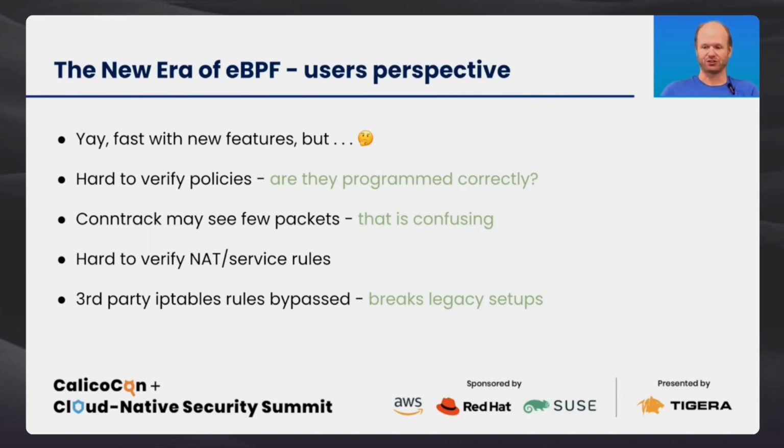Conntrack of the host is not really used anymore because it's largely bypassed. And that may be very confusing because there are some connections that you clearly see that are connected, but you can't see it in the conntrack. It's also very hard to verify whether the services were programmed the way you expect, because those rules are not in the iptables, but those rules are somewhere in eBPF maps. And there are also a bunch of third-party rules that were taking advantage of iptables and conntrack and those utilities. And those legacy setups may be broken.